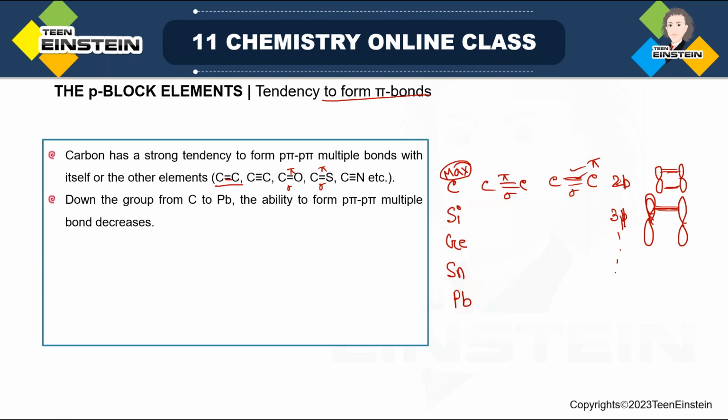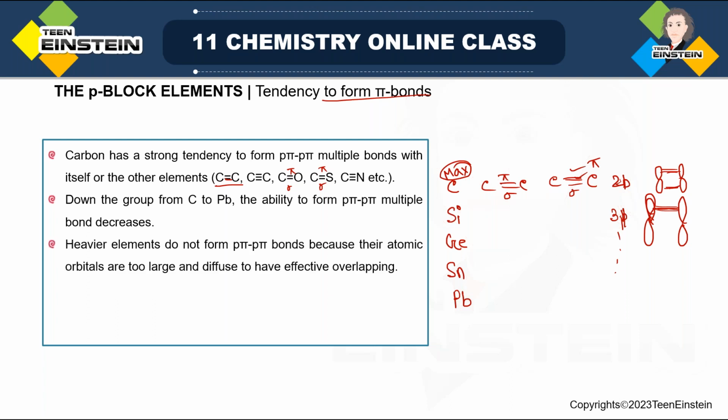So that is why when the size is very small, mostly in the second period, because only the 2p orbital is involved, and if it has high electronegativity, then it also helps in pi bond formation. So down the group, this tendency is decreasing. Heavier elements do not form p-pi bonds because their atomic orbitals are very large and diffuse in nature. So effective overlapping like carbon, where 2p is involved, is not possible.